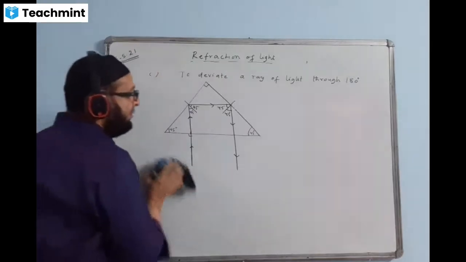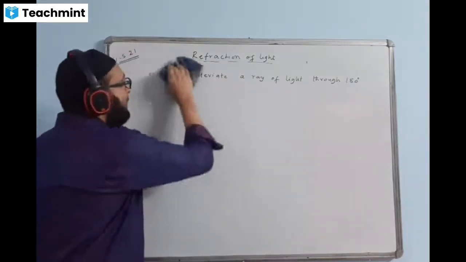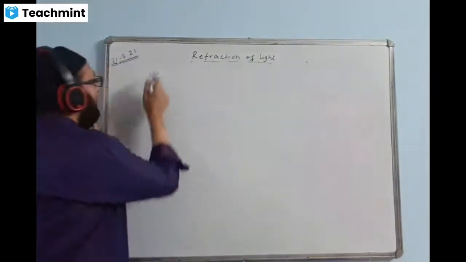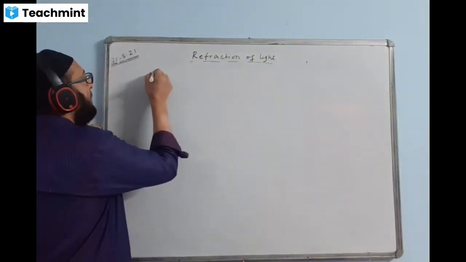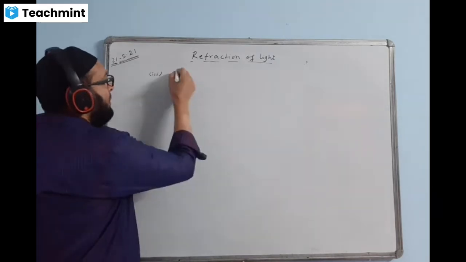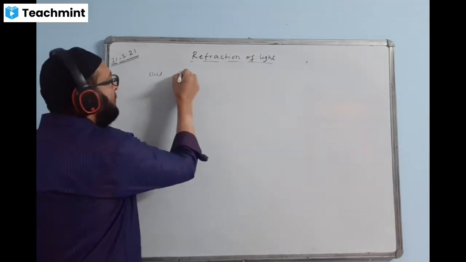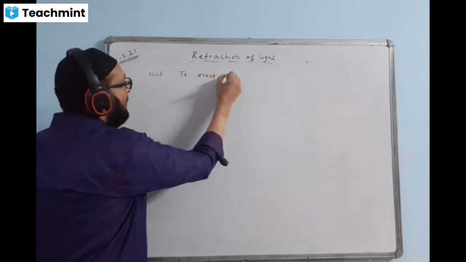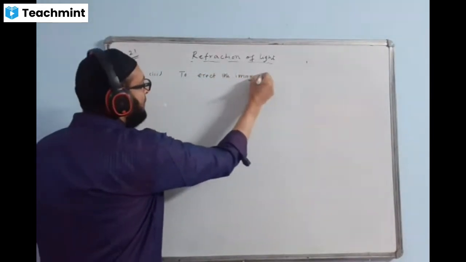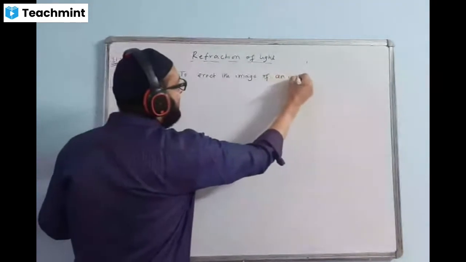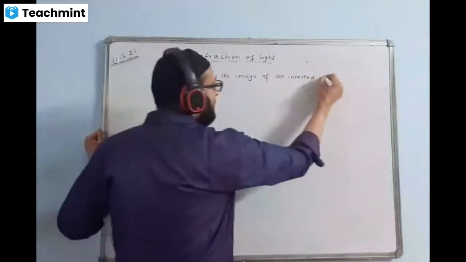Third, action number 3, is to erect the image of an inverted object without deviation. To erect the image of an inverted object without deviation. This is the third action, okay?